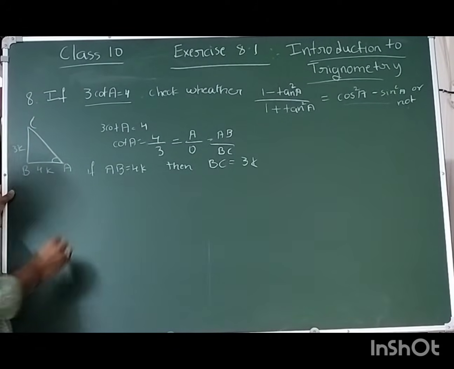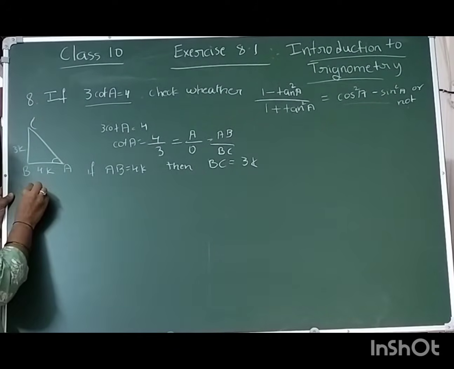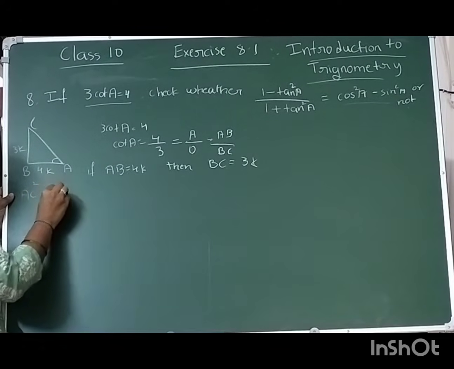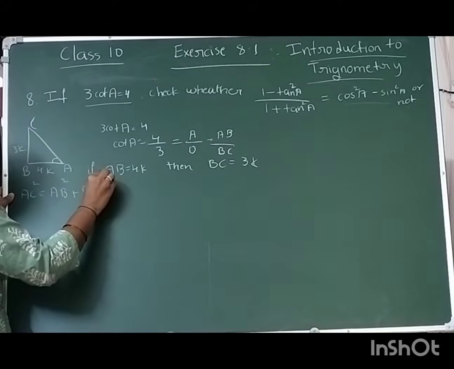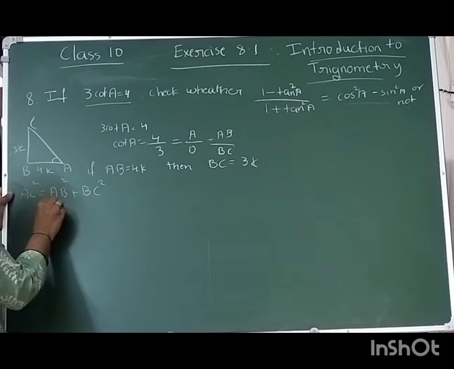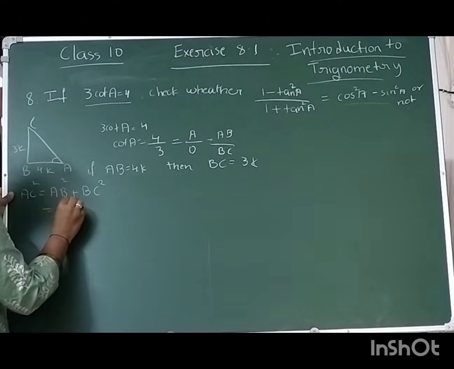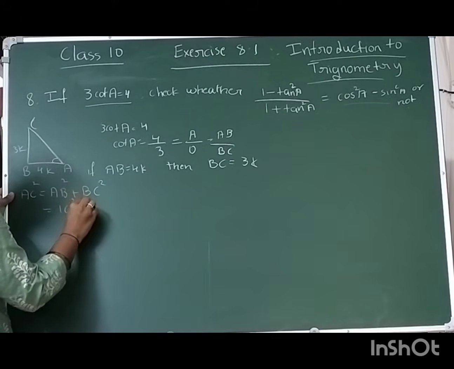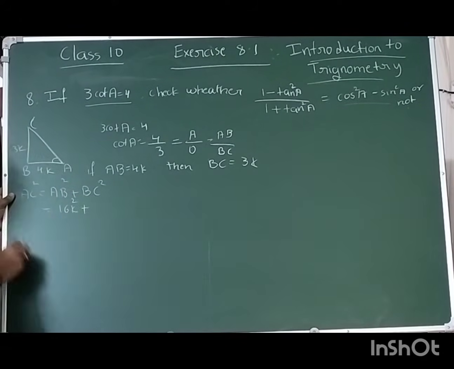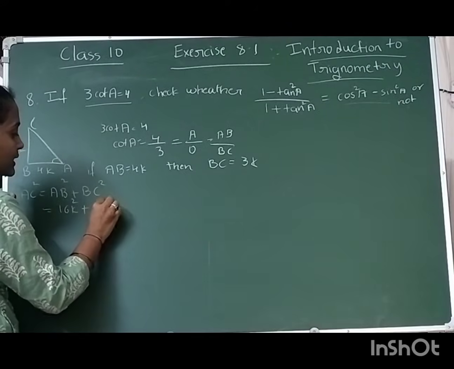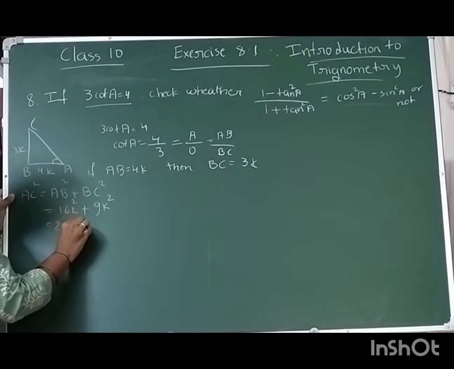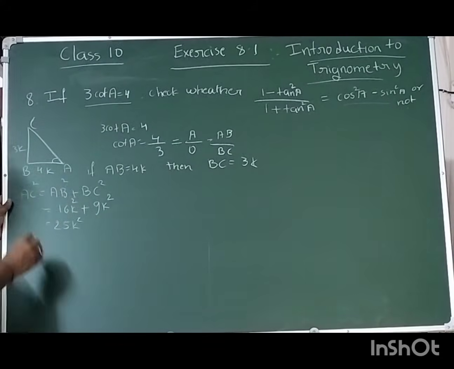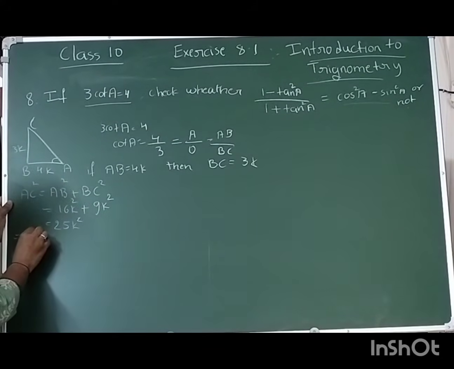So we need to find out AC. So we know AC square is equal to AB square plus BC square. So AB is 4K, that will become 16K square, and BC is 3K, the square of that will become 9K square. So 16 plus 9 is 25K square. So AC will become 5K.